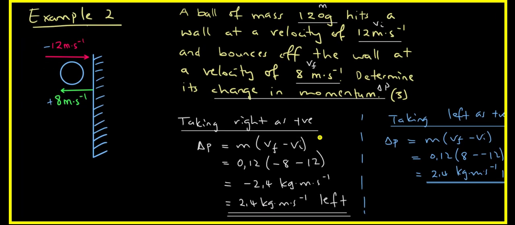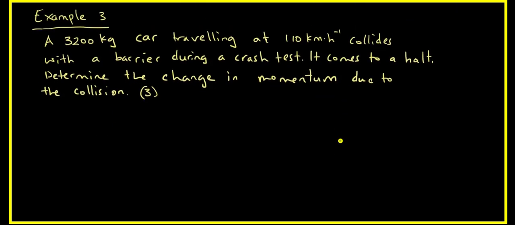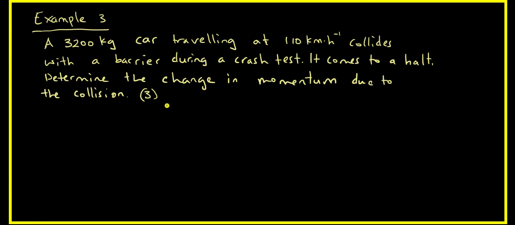So we're done with example number 2. Very interesting. Let's have a third example here. In this example, we're told that a 3,200 kg car, that's the mass, is traveling at 110 kilometers per hour. That's our initial velocity. It collides with a barrier during a crash test and comes to a halt. So our car actually comes to a stop here. This is the final velocity, which is 0 meters per second. Determine the change in momentum of the object due to the collision.